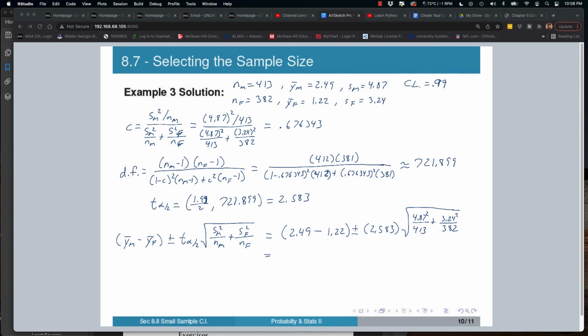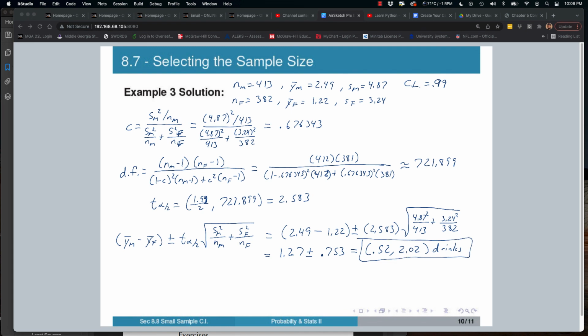So when we do that, we get 1.27 for the difference between the means, plus or minus roughly 0.753, which gives us the 99% confidence interval of 0.52 on the lower bound to 2.02. So both positive numbers, drinks per week. Or I think that's what they were looking at. Okay, so there's your answer for the confidence interval.